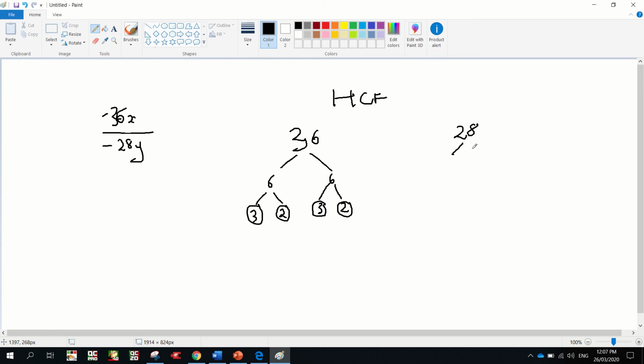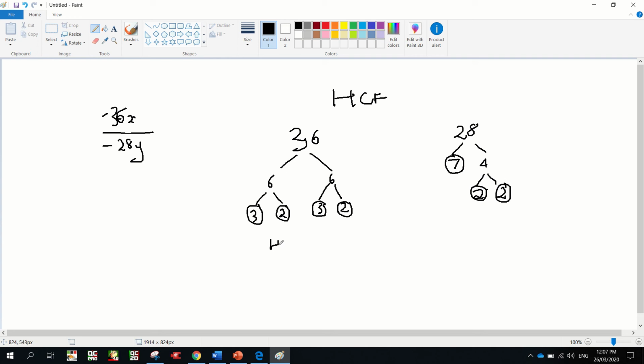Do the same for 28. So what do we get? 7 times by 4. That's a prime number. What times together to give 4? 2, prime number, 2, prime number.